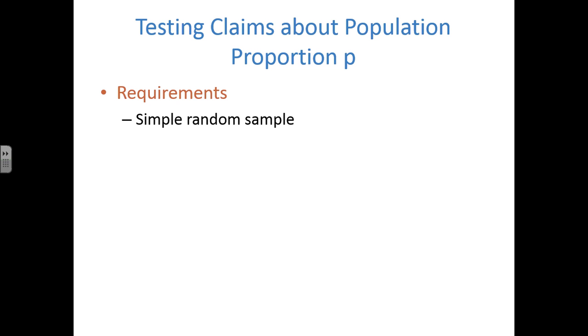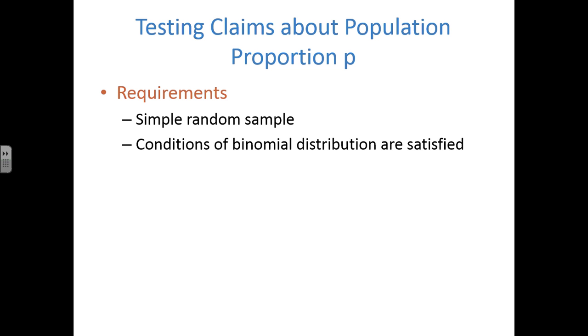So now let's look at some examples. Let's test a claim about the population proportion P. The requirements: the sample needs to be a simple, random sample. The conditions of the binomial distribution must be satisfied. And again, the test that we're doing requires that n times P and n times Q are both 5 or more.